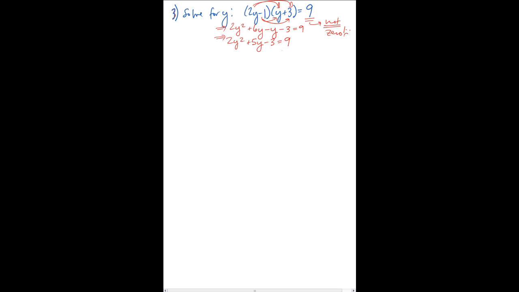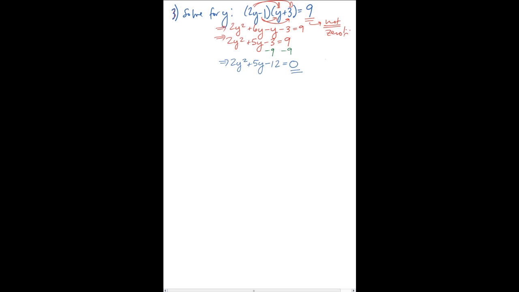Well, we want to get 0 on the right-hand side. So we need to get rid of that 9, so we subtract 9 from both sides. And so what does that get us? It gets us 2y squared plus 5y. Negative 3 minus 9 is negative 12 equals 0. Now we have the 0 over here on the right-hand side that we need. If we can factor what we have on the left, then we can use the 0 factor property.